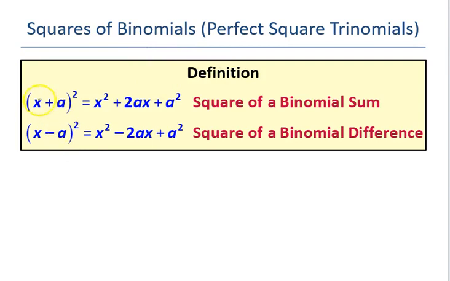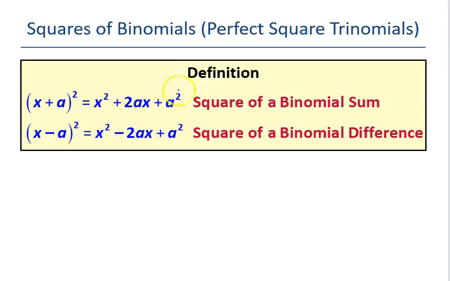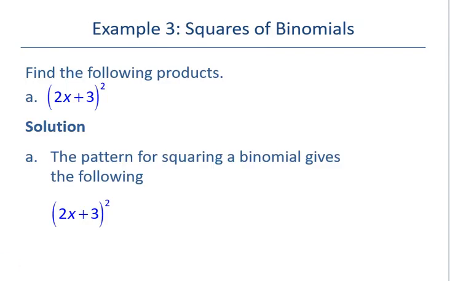So if you have something of x plus a squared, you can put it into this formula right here and it will work out and give you the exact same thing. So let's do an example here. We have 2x plus 3 squared. Okay, well, let's go ahead and put this into our formula. I can put it into this form right here, and I'll get the square of a binomial sum.